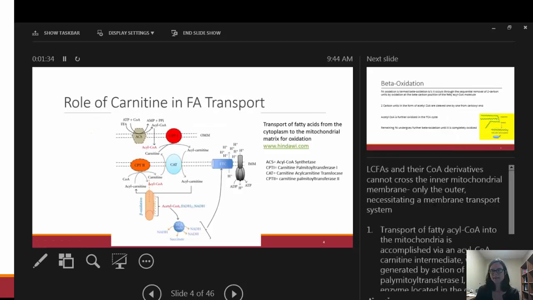Okay, so in this next graphic, it shows how fatty acids are transported into the inner mitochondrial membrane in order to be oxidized for energy. So for this top part, it's just what we just showed, fatty acid. We have our ATP and our CoA. They go through this acyl-CoA synthetase enzyme in order to produce fatty acyl-CoA. And this can go through the outer mitochondrial membrane, but not the inner mitochondrial membrane. So the transport into the inner mitochondrial membrane is accomplished via an acyl-CoA carnitine intermediate.